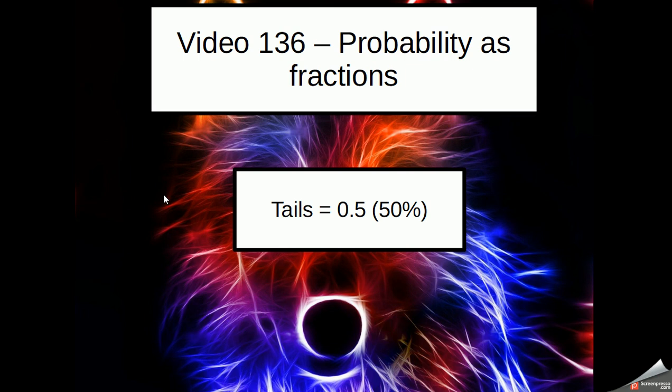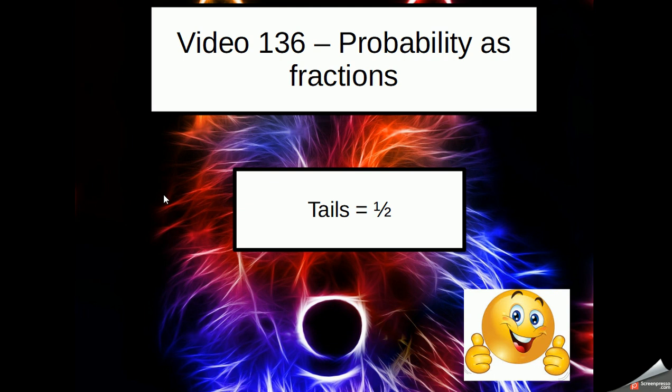For instance, when we've looked at the probability of, say, a tails with a coin, we've said that there's a 0.5, 50% chance of getting the tails, because there are two possible outcomes, and one of those outcomes is a tail, so 1 divided by 2 is 0.5. But we can also represent this probability as a fraction. So we can convert the 0.5 to a fraction, and so the probability of getting a tails is 1 over 2.